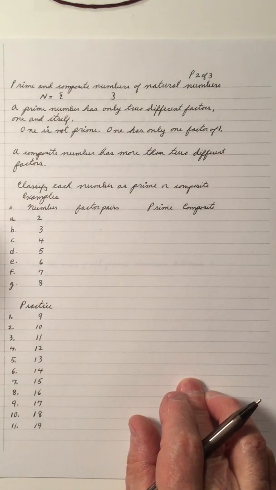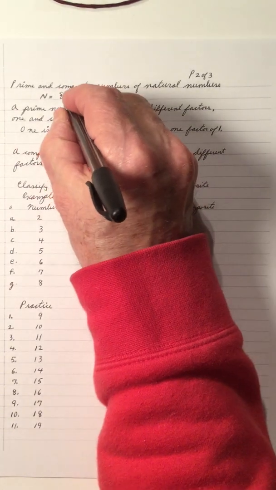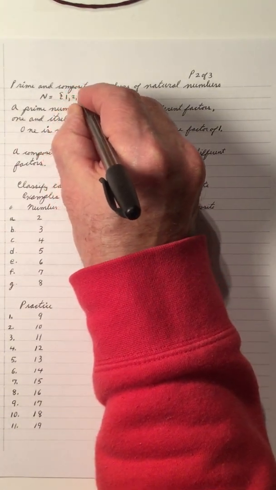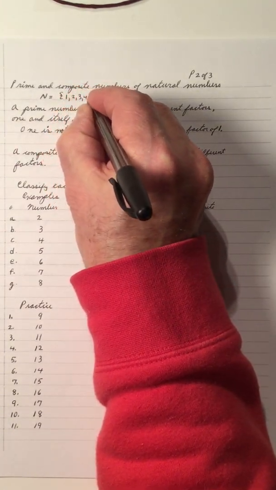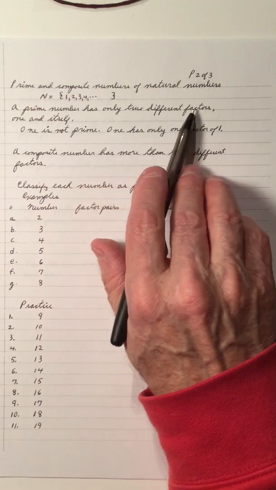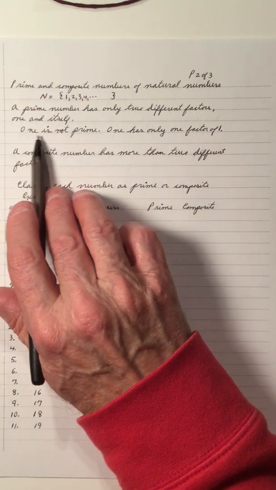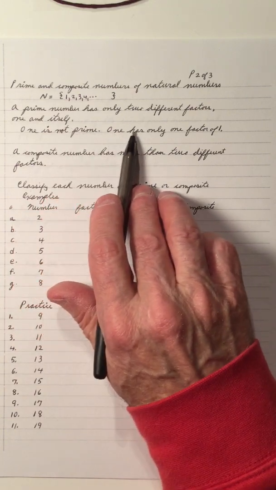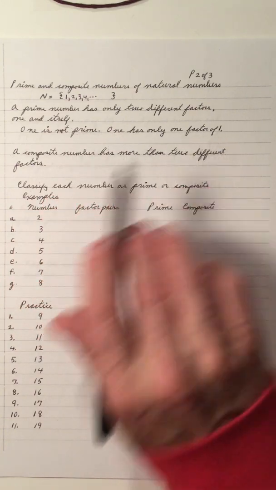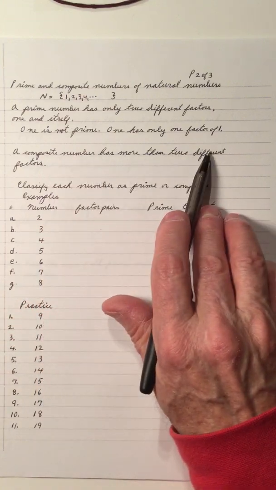We're going to do the prime and composite numbers of the natural numbers. Natural numbers are 1, 2, 3, 4, dot dot dot, going on. A prime number has only two different factors, 1 and itself. 1 is not prime. 1 has only one factor, 1. A composite number has more than two different factors.